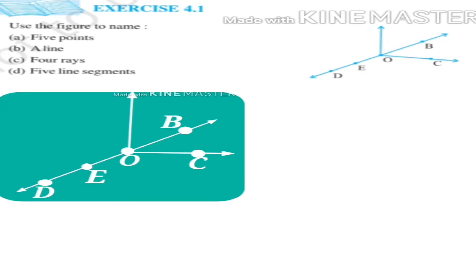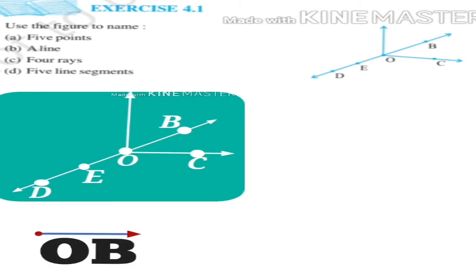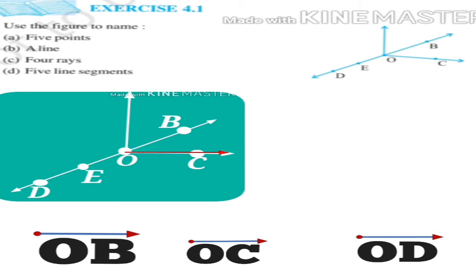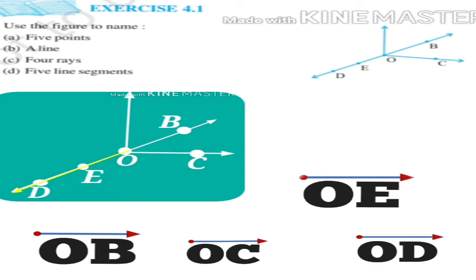First ray, here we have OB. Ray means having one starting point and no end point. Let's see the second, OC. That is your second ray. In the same way, we will identify the next, that is your OD and OE. These are the rays from this picture.